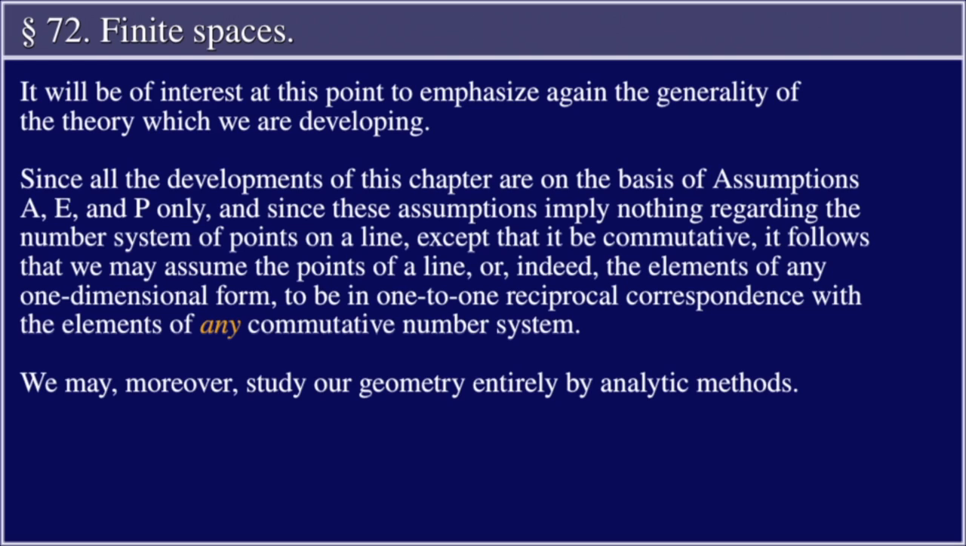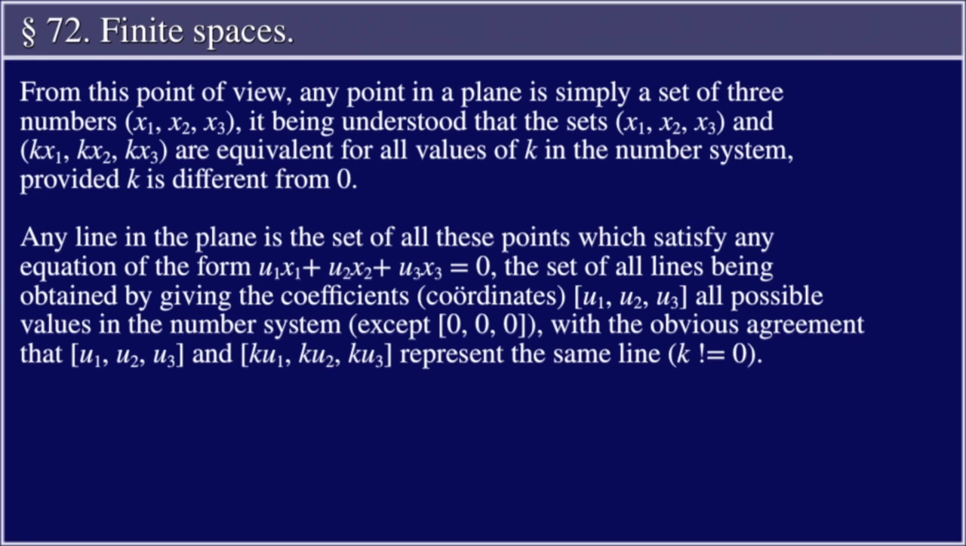We may, moreover, study our geometry entirely by analytic methods. From this point of view, any point in the plane is simply a set of three numbers x1, x2, x3, it being understood that the sets x1, x2, x3, and kx1, kx2, kx3 are equivalent for all values of k in the number system, provided k is different from 0.